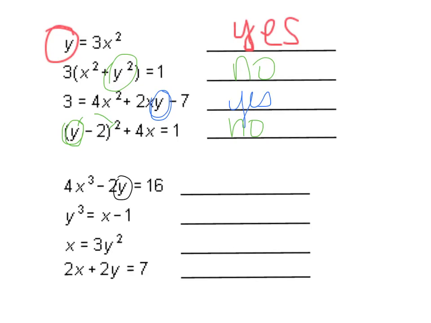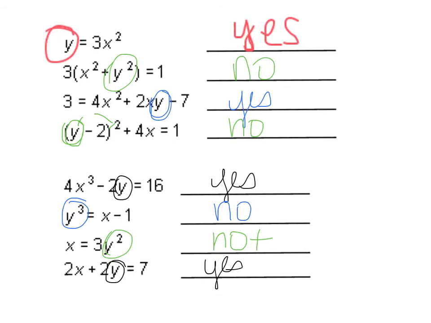Our fourth one just has y, so that's going to make it a function. The fifth one has y cubed, so that makes it not a function. The next one has y squared, so it's not a function. And the last one just has y, so yes, it would be a function.